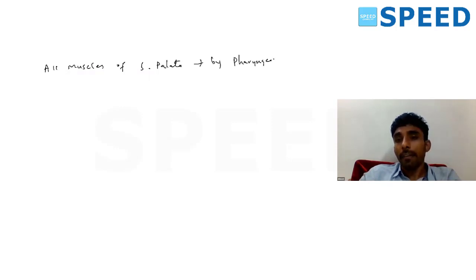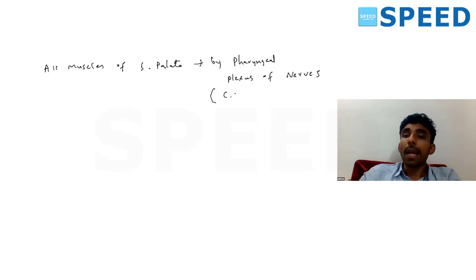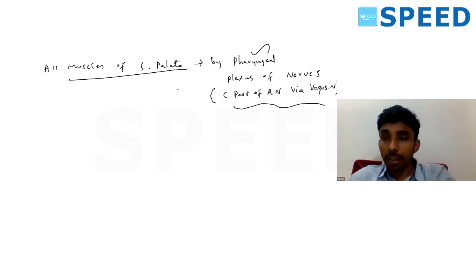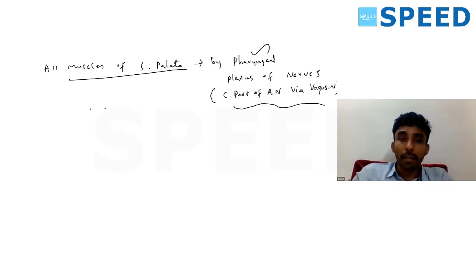Okay, supplied by pharyngeal plexus of nerves. Otherwise, we can say cranial part of accessory nerve by joining with via vagus nerve. So simply we can say vagus nerve supplies all the muscles of soft palate, or you can say pharyngeal plexus of nerves will supply the soft palate. Okay, except which muscle? Yes, except tensor palati muscle, except tensor palati.